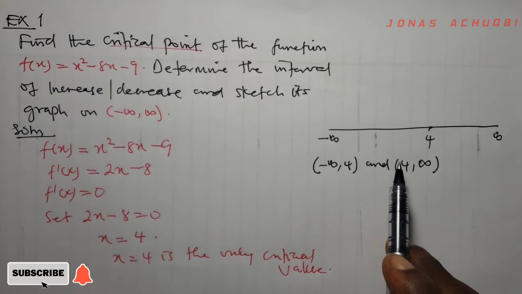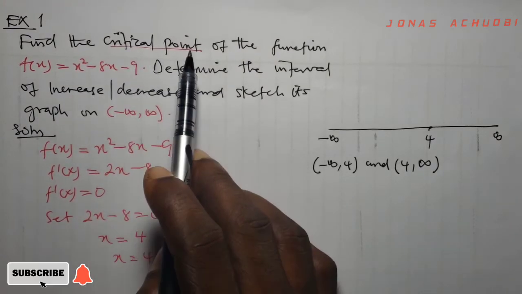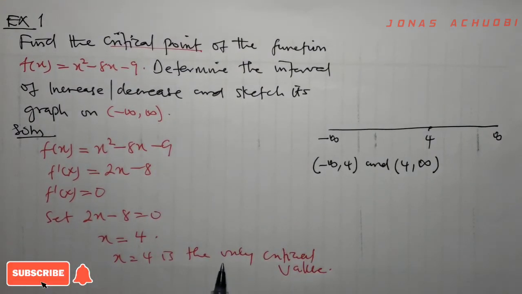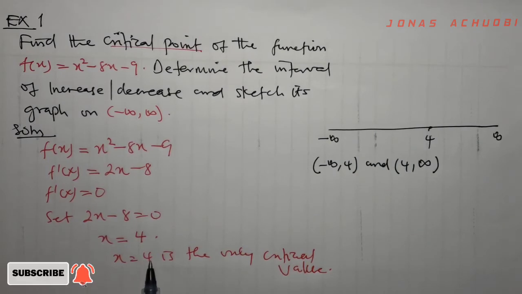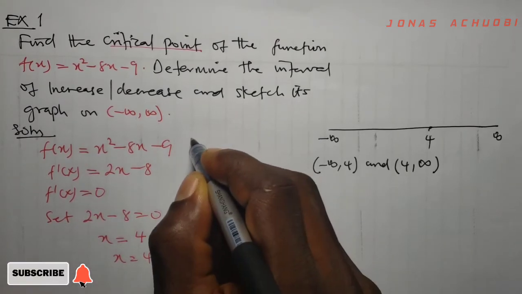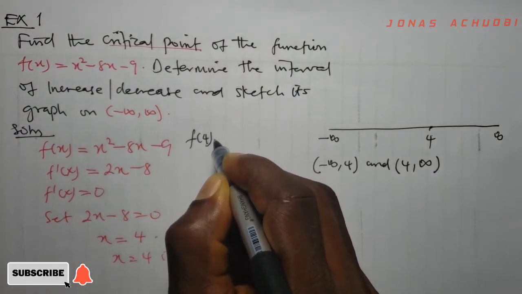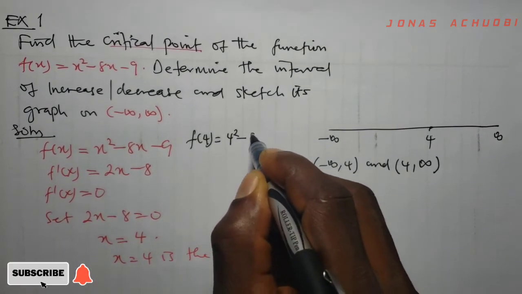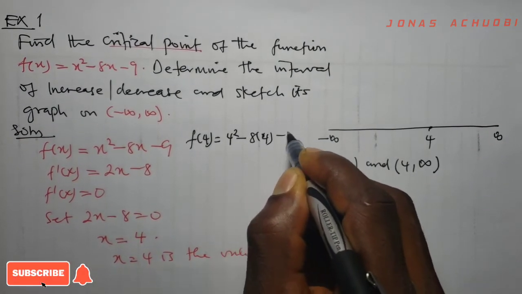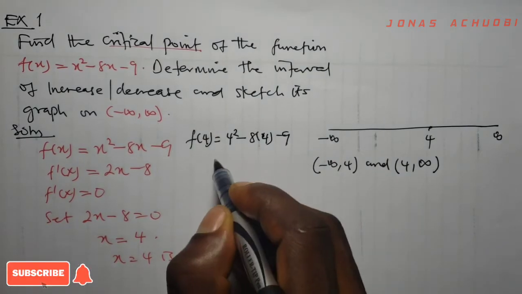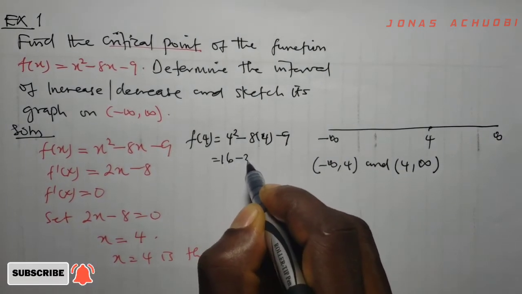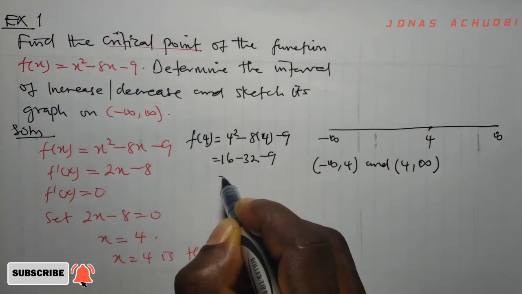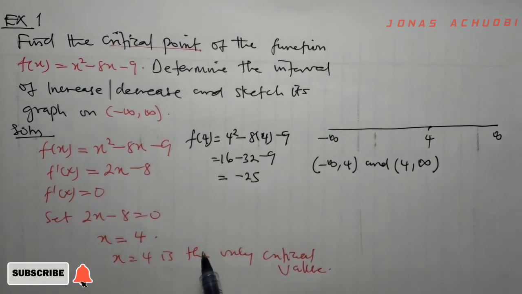Before then, we're asked already here to find a critical point, and what we have here is the critical value alone. So to get a critical point, we substitute the value of x equal to 4 into the function. So we have f of 4 is equal to 4 squared minus 8 times 4 minus 9. And this gives us 16 minus 32 minus 9. And that is minus 25.